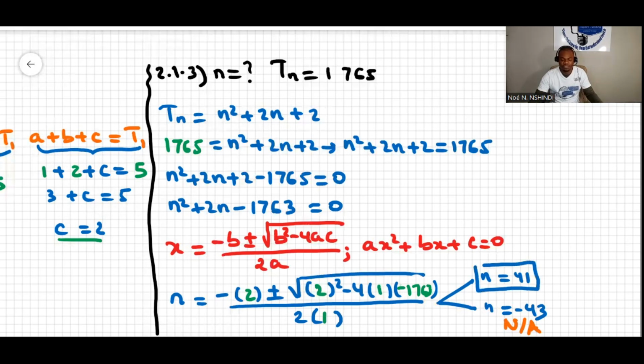So this simply means that term 41 equals 1765. Yes, that's the meaning.